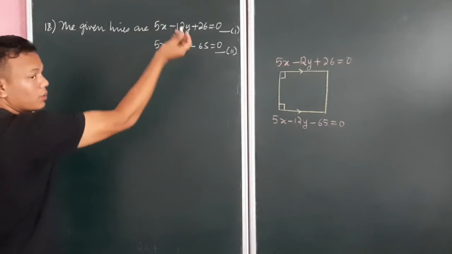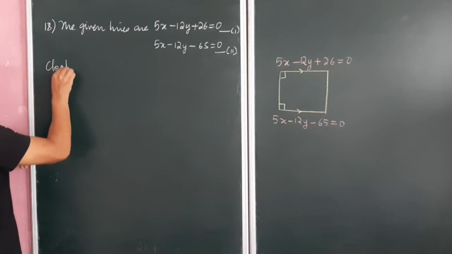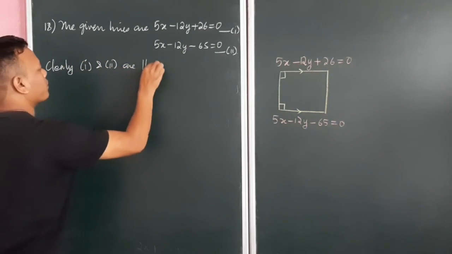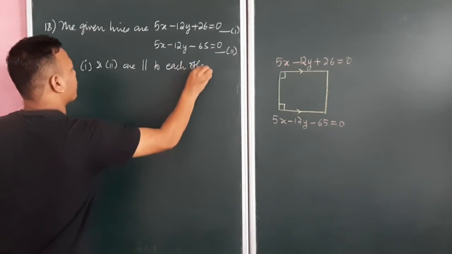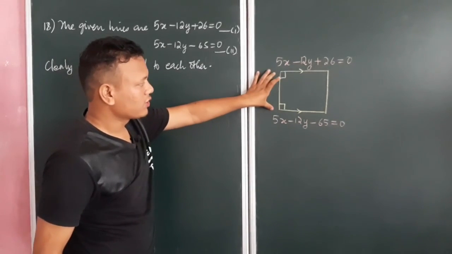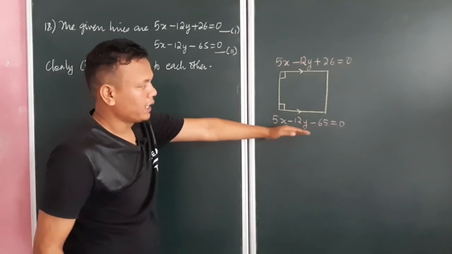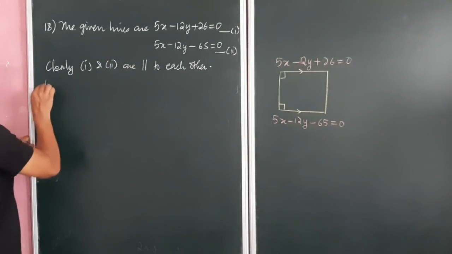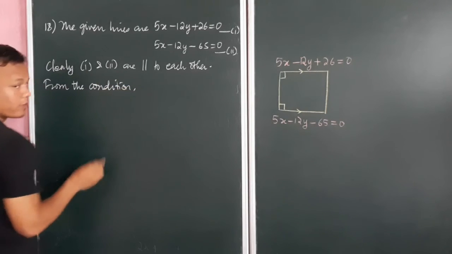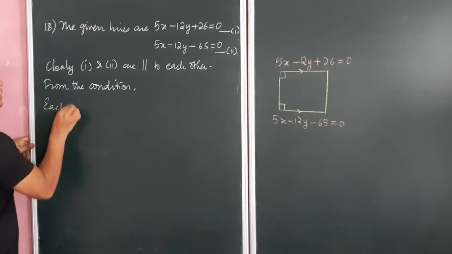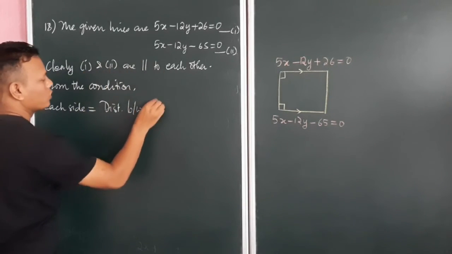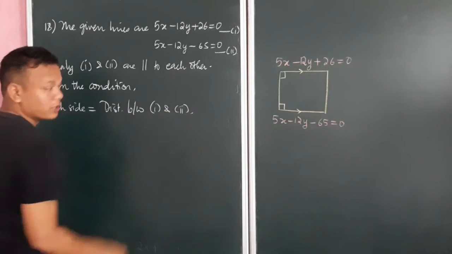As I said, these two are parallel, right? So clearly, from the given condition, each side will be equal to the distance between 1 and 2. So let's calculate the distance between 1 and 2 out here.